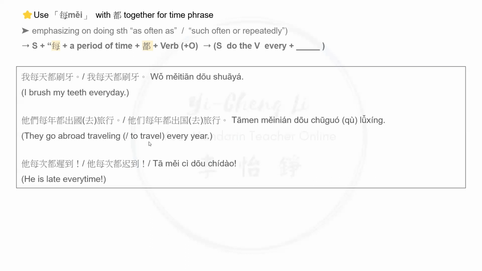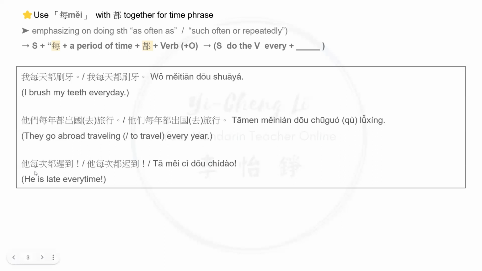Now I want to add in the tone of my feeling, how I feel about they do this as often as every single year, like such often, like repeatedly. Then I put in my dōu right after this 每年. Then it becomes 他们每年都出国去旅行. This is how often they go abroad to travel. It's every single year. Like, wow, they do this every single year? Kind of attitude and tone.